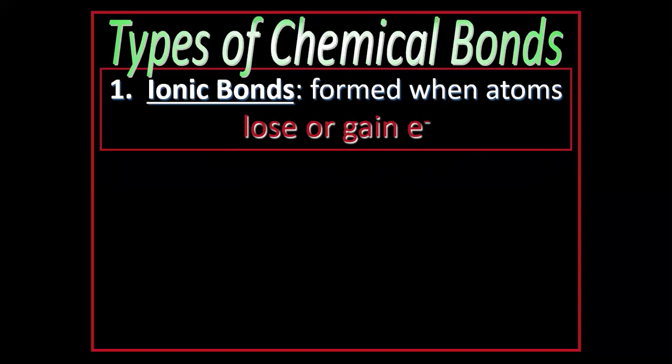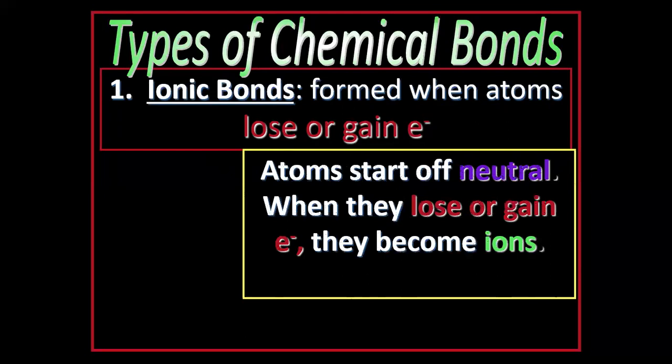So such force of attraction between metal and non-metal after gaining and losing electron is known as ionic bond. Metal after losing electron will form positive ion, and non-metal after gaining electron will form negative ion. Both the positive and negative ion will attract each other to form ionic bond.